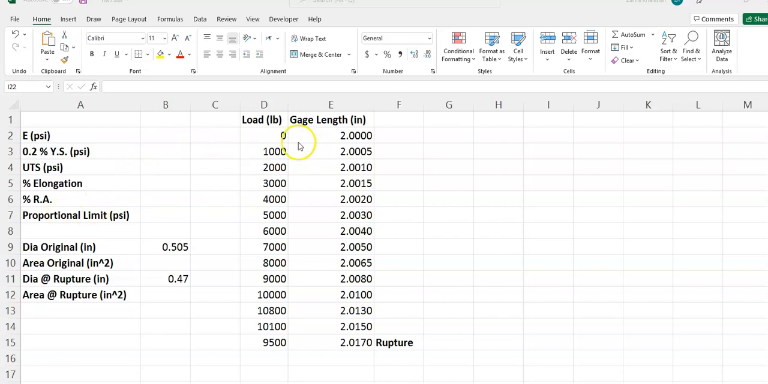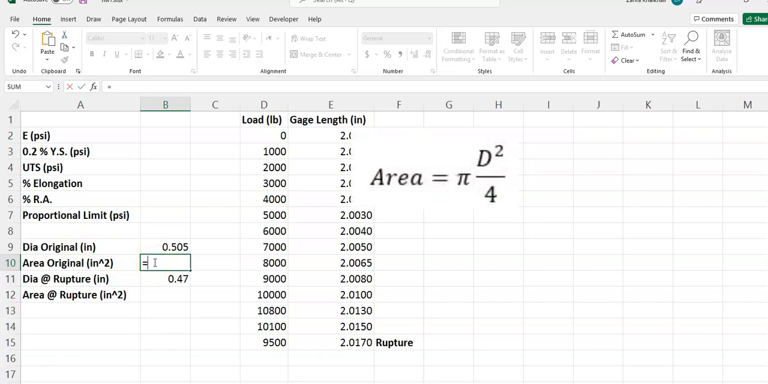So now, first step is to find stress corresponding to each of these loads. Remember that stress is load divided by the original area. Calculate the cross-sectional area at the start of the experiment. I'm going to calculate the cross-sectional area here. So I've been given this original diameter, and cross-sectional area is pi times diameter to the power of 2 divided by 4.